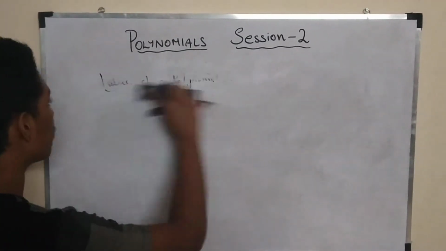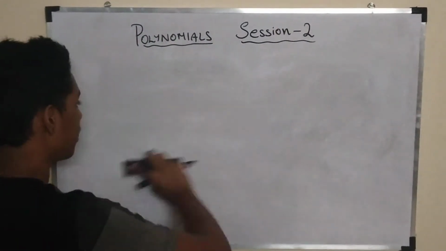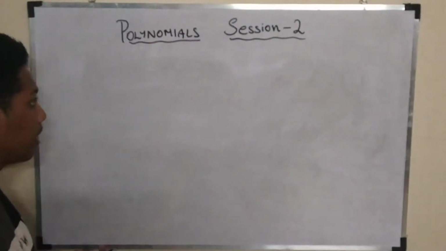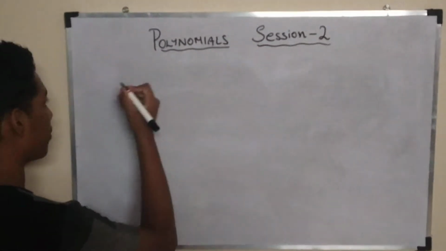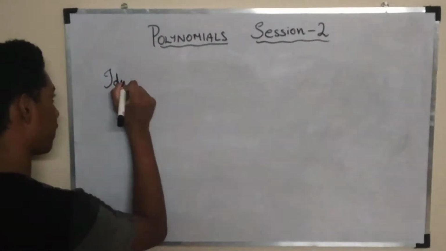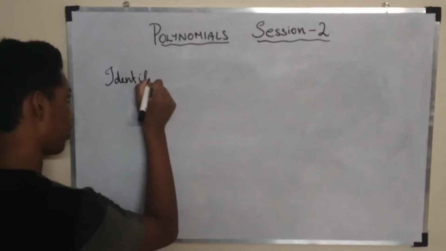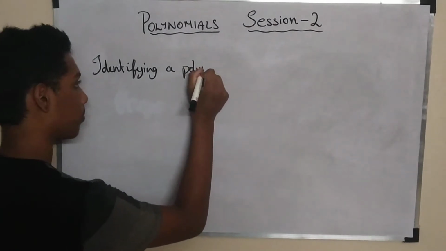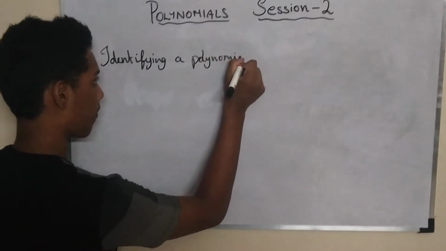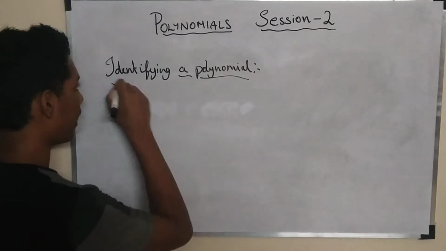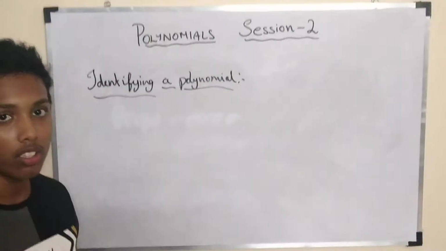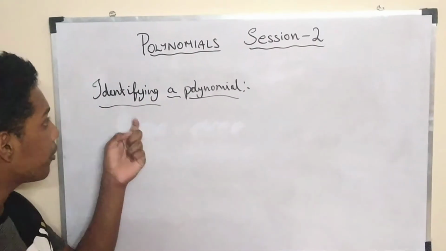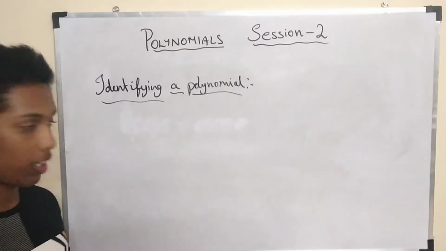So remember this value of a polynomial, many questions can be asked from this. So now we are going to move to the next topic, which is identifying a polynomial, right? So they can give you any expression, any number in terms of variables and constant polynomials, and they can ask you if that whole thing is a polynomial or not.